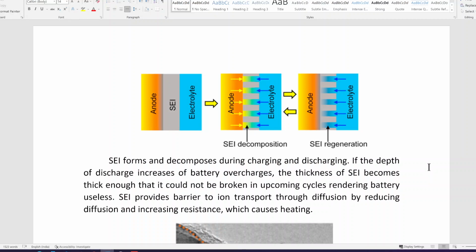That means, to complete the flow of electrons in the outside circuit, the ionic transfer must occur inside the battery. And if this SEI starts providing a barrier to ion transport, that is, ions cannot go from the electrolyte to the anode, then in such scenarios the battery will not be able to provide sufficient current. And since there is resistance to the transport of ions, it would also result in heating.